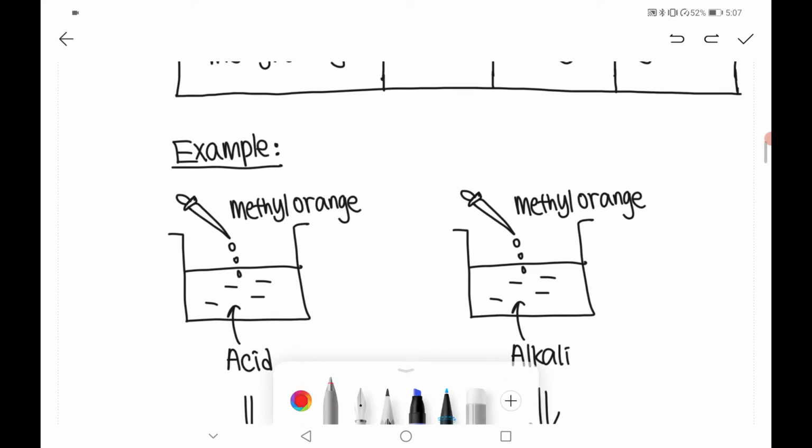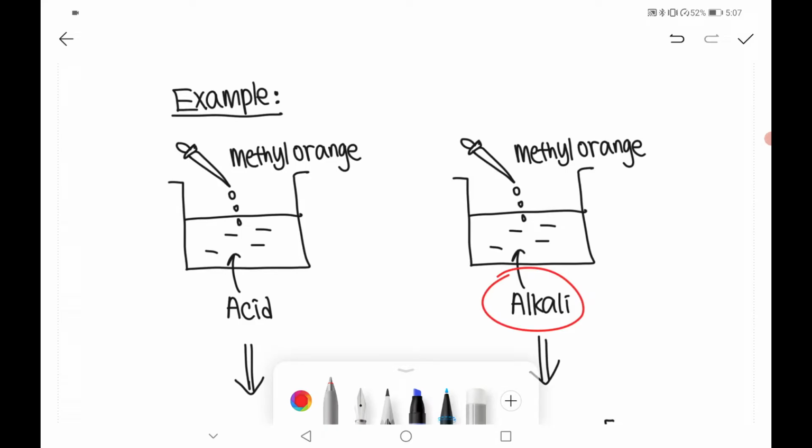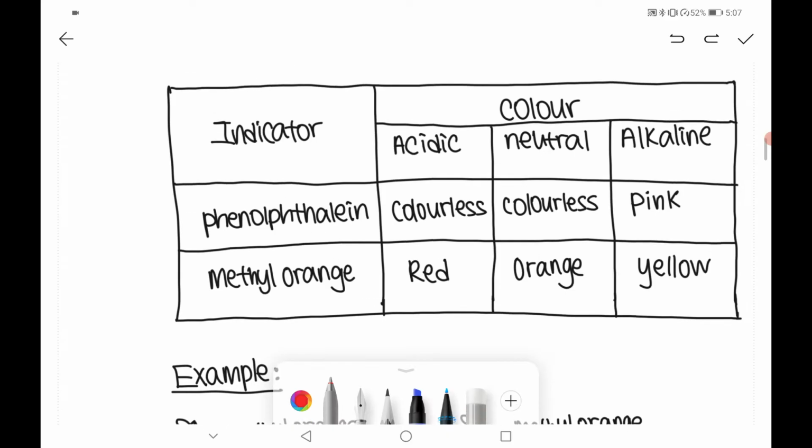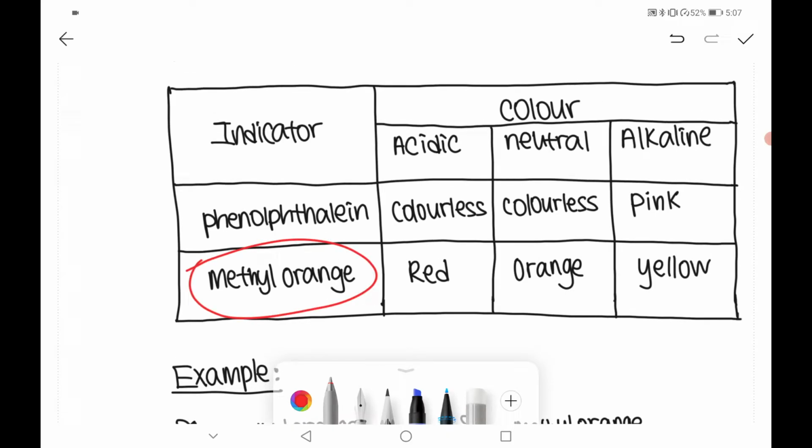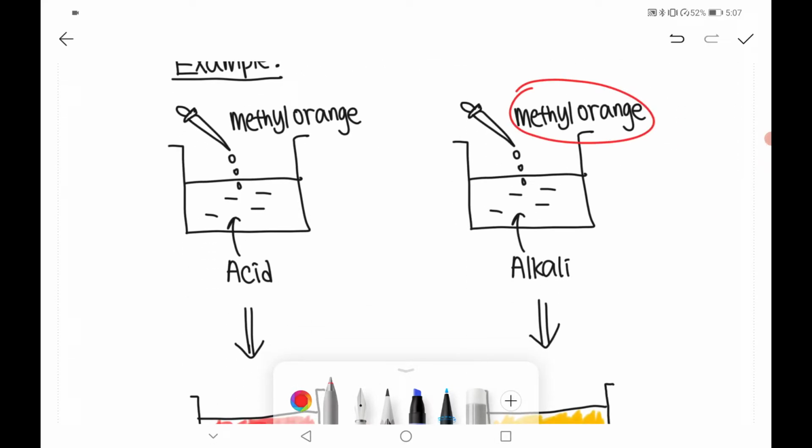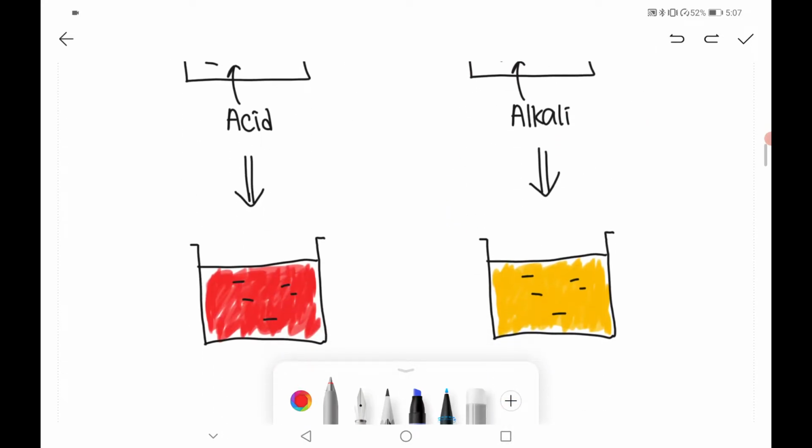Same thing, if you put methyl orange into an alkali, what will you see? If you put methyl orange in alkaline condition, you will get yellow, okay? So when we put methyl orange in alkali, the solution will become yellow. All right, so the indicator is very useful.